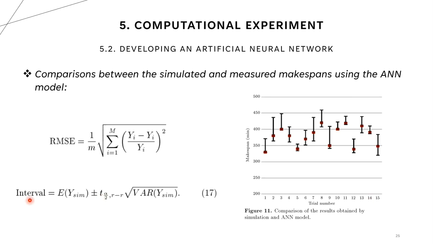The next part is the comparison between the simulated and measured makespan using the ANN model. First, two performance measures, the root mean square error and the coefficient of determination, are used as the formulas follow. According to these two measures, the ANN model has been properly trained and has good prediction quality. In figure 11, in each experimental trial, the predicted results by the ANN fall within the interval obtained by the simulation, so the capability of the ANN was proven.